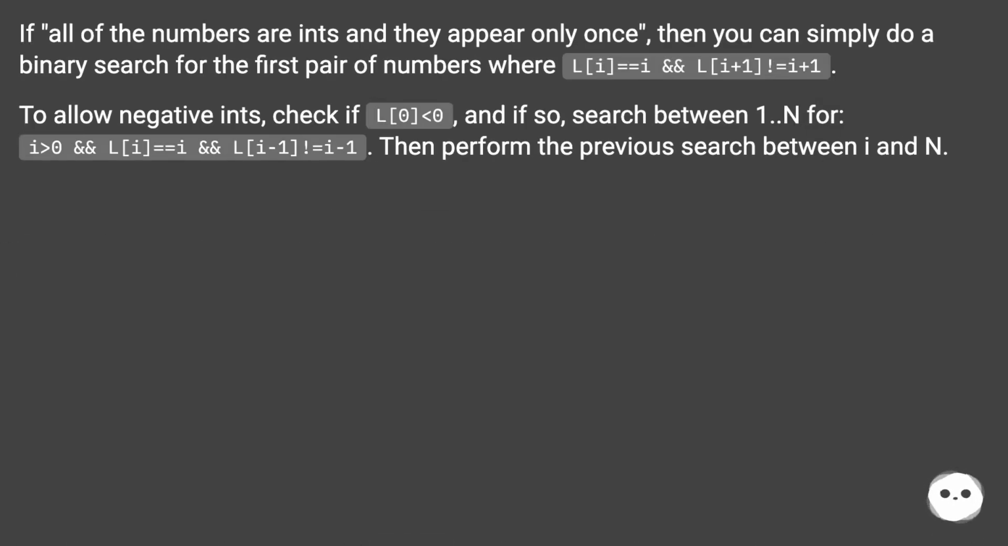If all of the numbers are ints and they appear only once, then you can simply do a binary search for the first pair of numbers where L[i] == i and L[i+1] != i+1. To allow negative ints, check if L[0] == 0, and if so, search between 1 and n. Otherwise, search for L[i] == i and L[i+1] != i+1. Then perform the previous search between i and n.